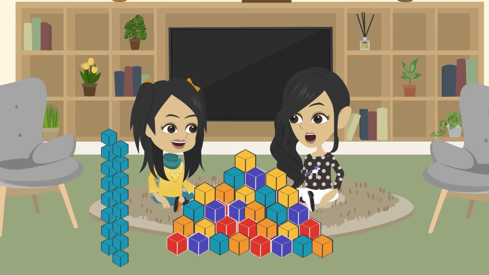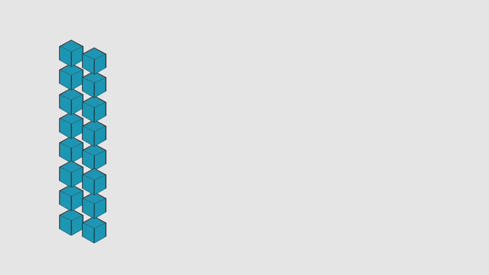Let's try a bigger one now. We have 16 blocks. If we subtract 3 blocks, we'll use addition again. How do we do that with bigger numbers? Easy. We ask, what number plus 3 equals 16?